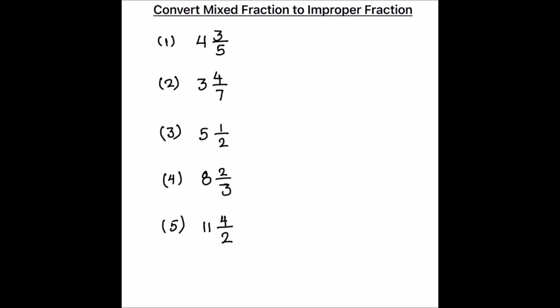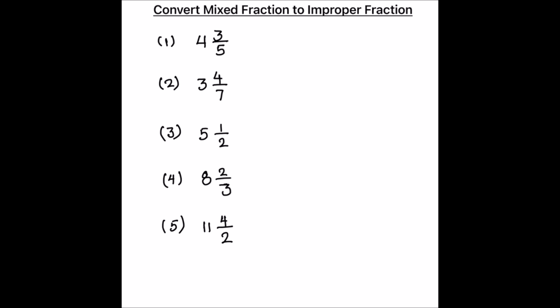Fractions are numbers which are part of a whole number. A mixed fraction is a fraction in which we have a whole part and a fractional part. So here in 4 3/5 we have 4 whole and 3/5 of a whole. So this is a mixed fraction. A whole number and a part of a whole makes a mixed fraction.